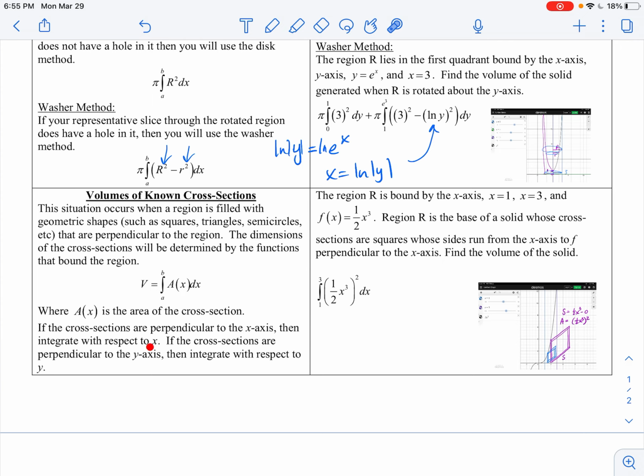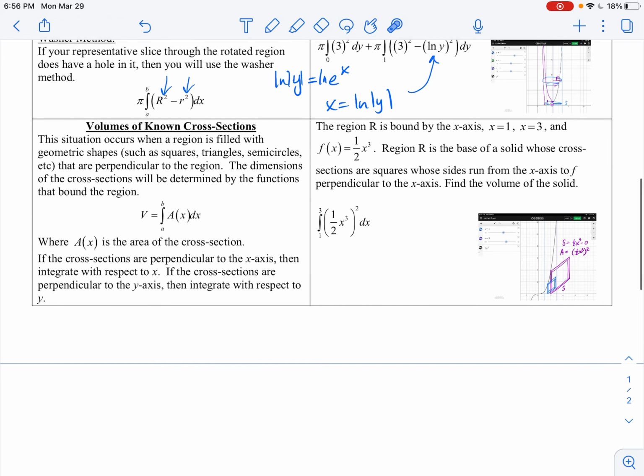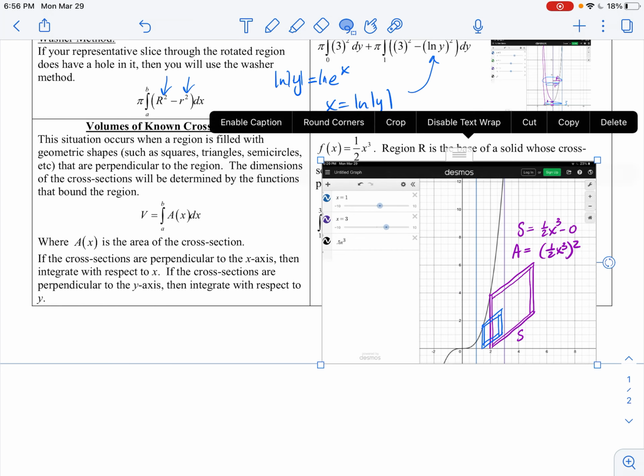If the cross-sections are perpendicular to the x, integrate with respect to x. If the cross-sections are perpendicular to the y, integrate with respect to y. The region R is bound by the x-axis, x equals 1, x equals 3, and this cubic function. Region R is the base of a solid whose cross-sections are squares. Okay, so here's my picture.